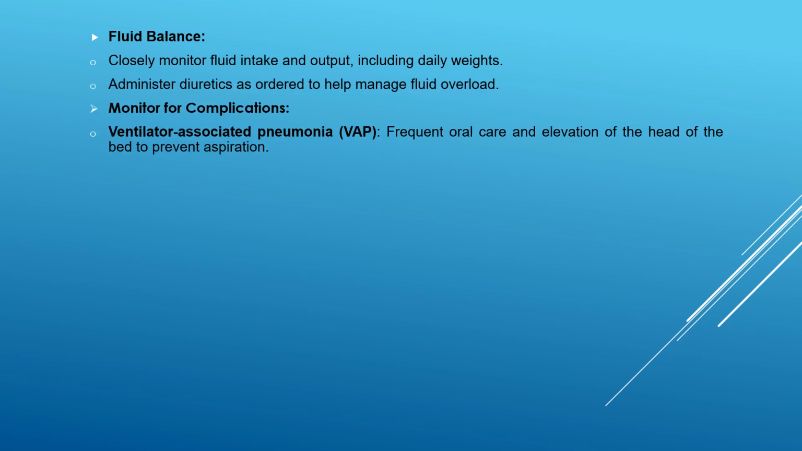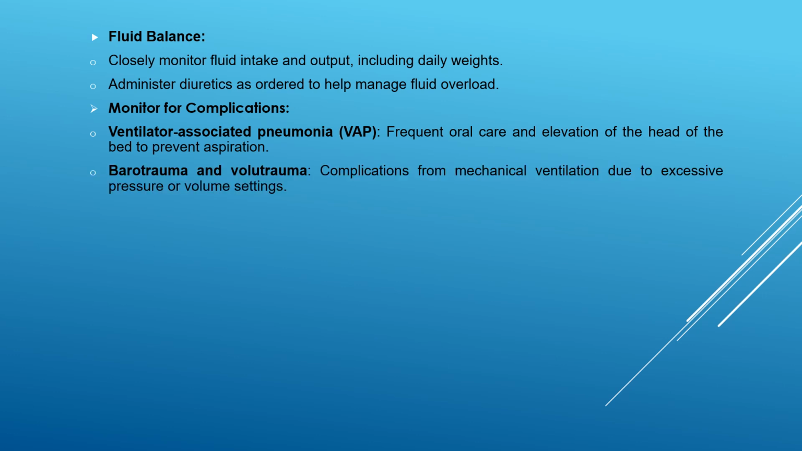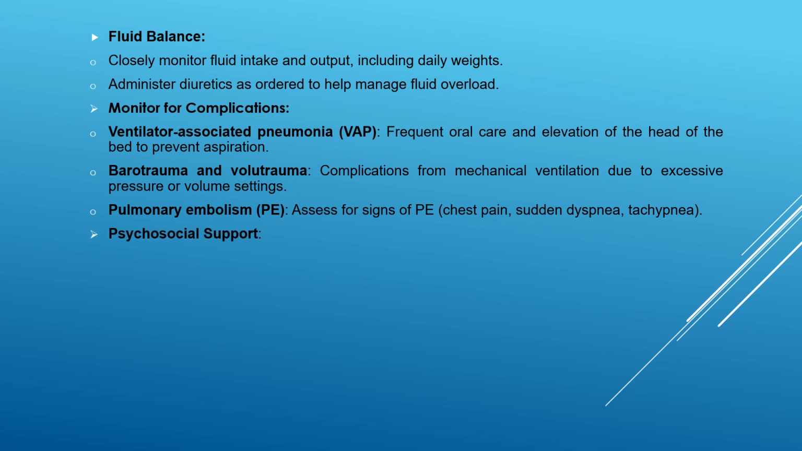Monitor for complications, that is VAP, ventilator-associated pneumonia. So that's why we give frequent oral care to the patient and elevate the head of the bed to prevent aspiration. Barotrauma and volutrauma are complications that usually happen from mechanical ventilation due to excessive pressure or volume settings. Then pulmonary embolism: assess the signs of PE, that is chest pain, sudden dyspnea, and tachypnea.